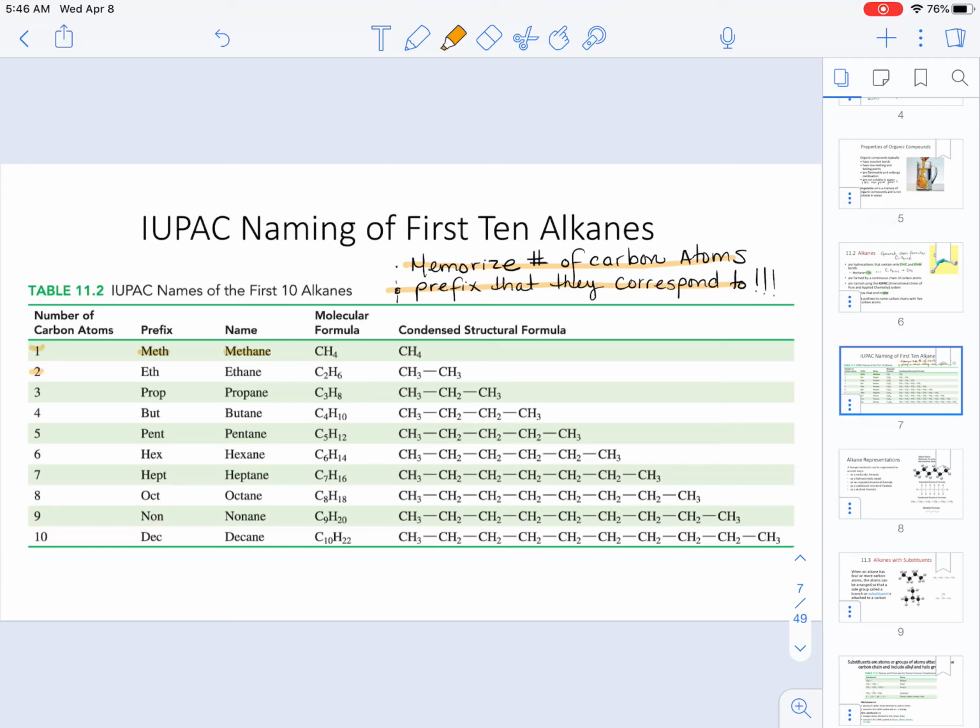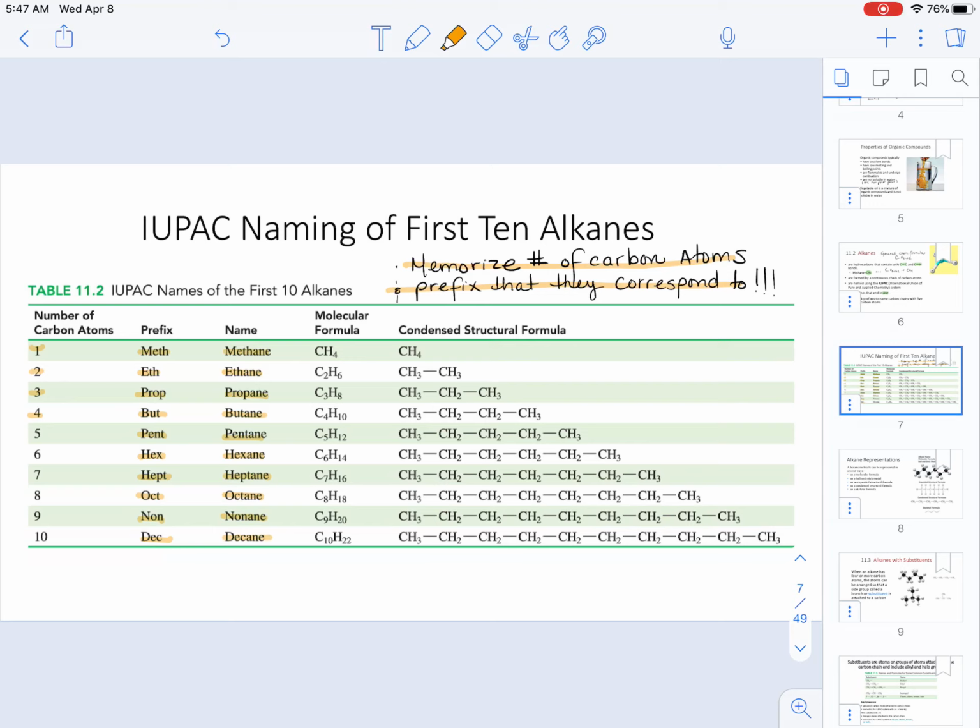2 carbon atoms is going to be eth, so we have ethane. 3 carbon atoms is prop, so that's how we have propane. 4 carbon atoms is but, that's why we have butane. And then 5 through 10, we have Greek prefixes: pent, hex, hept, oct, non, dec. And because these are alkanes, we have pentane, hexane, heptane, octane, nonane, decane.